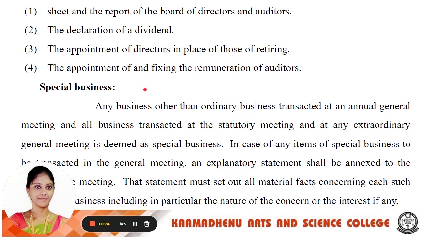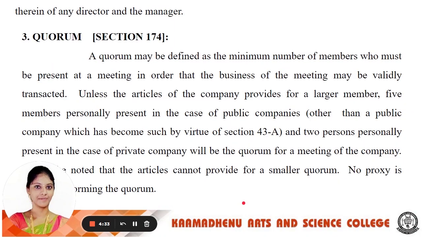The next one is the special business. Any business other than the ordinary business transacted at the annual general meeting, and all business transacted at the statutory meeting and at any extraordinary general meeting, is deemed to be special business. In case of any item of special business to be included, the notice must state the nature of the concern or the interest, if any, therein of any directors and the manager.